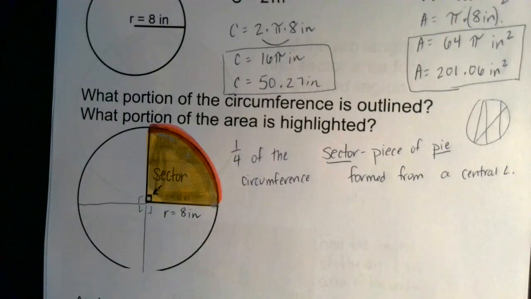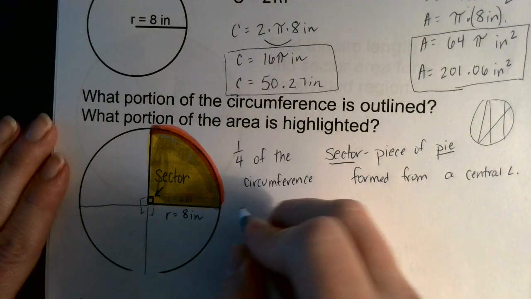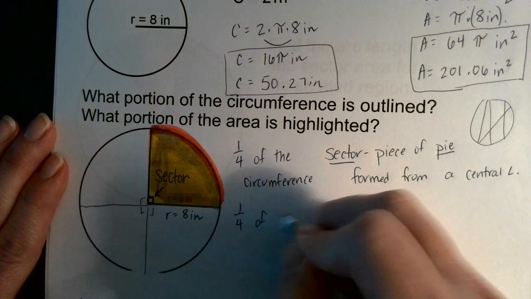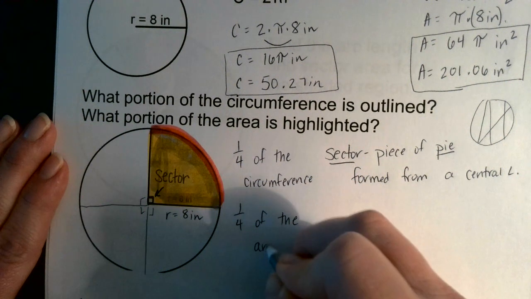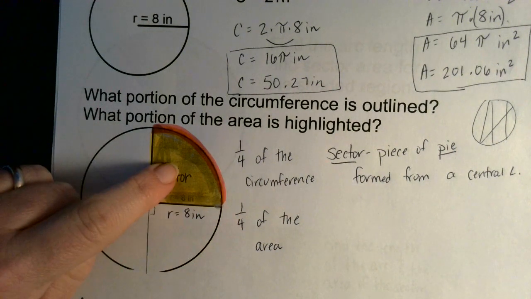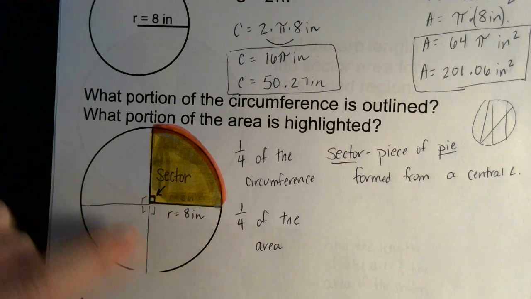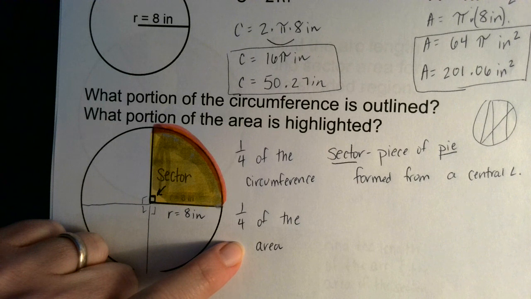And then if I look at the area of the whole circle, there are 4 equal sectors. So this is also 1/4 of the area. So if I wanted to find the length of the shaded region, I would need to find the whole circumference and then divide it by 4 to get 1/4. If I want to find the area of this piece of pizza, I would need to find the area of the whole circle and then divide by 4 to find 1/4.